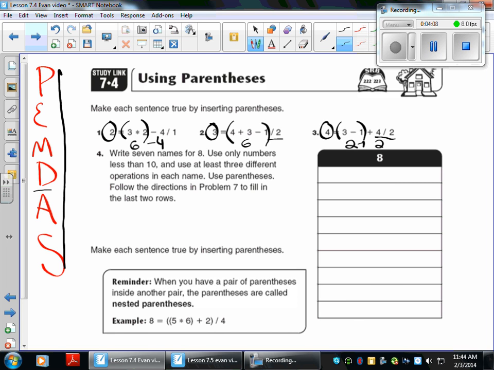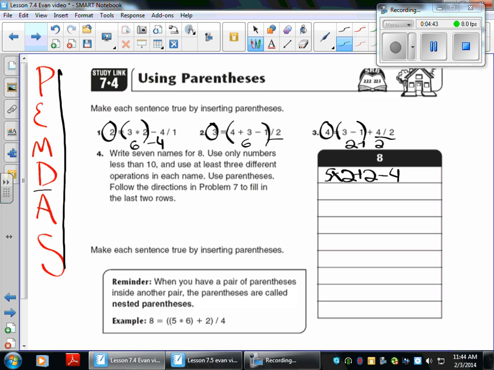For the first example, let's look at this. I can look at this problem and say, okay, if I do 5 times 2, I get an answer of 10. If I add another 2, I get 12. And if I subtract 4, I get 8. In this case, let's look at my numbers. Are all my numbers less than 10? Yes, they are. Have I used 3 different operations? Yes, I've used multiplication, addition, and subtraction in this problem, and I've got an answer of 8.